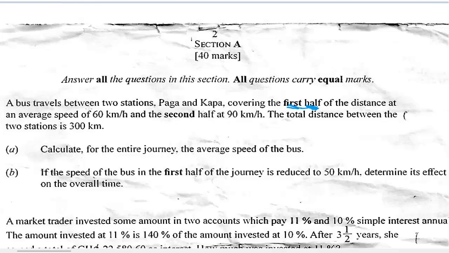Now, A is: calculate for the entire journey the average speed of the bus. So we need to know, how do we calculate average speed, or how do we calculate speed? Speed is basically equal to distance over time. So let's go into that. We are calculating the average speed of the bus throughout the entire journey.